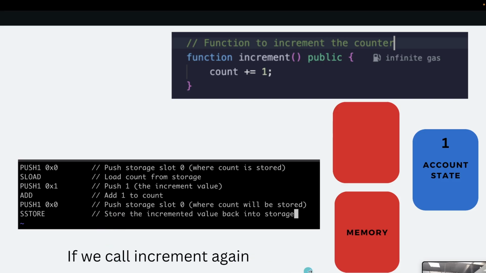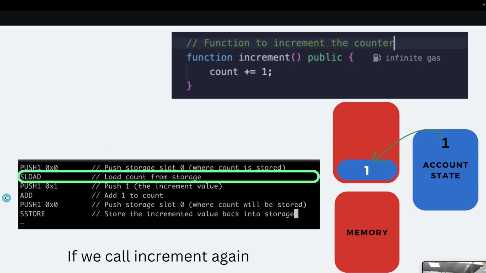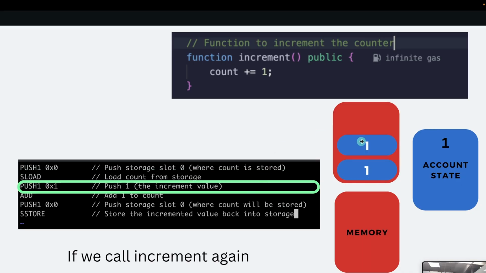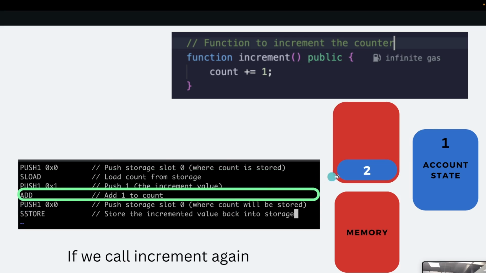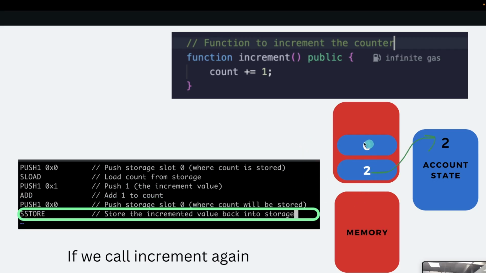What if we call increment again? अब क्या होगा? Again 0 will get pushed here. S load will take whatever is present in the 0th position, pull it over here, 1 will come over here, then I will push 1 over here, then I will call add will take both of them, pop them off, push the added value, push will push 0 over here, and then S store will take this value and put it in the 0th position or the 0th address, which is the first address right here.